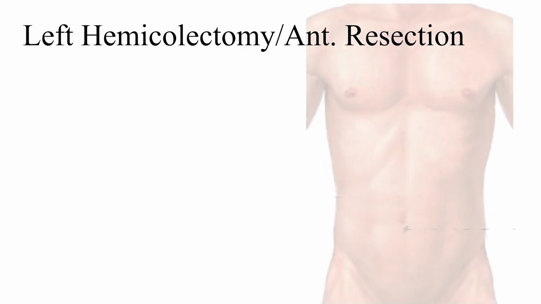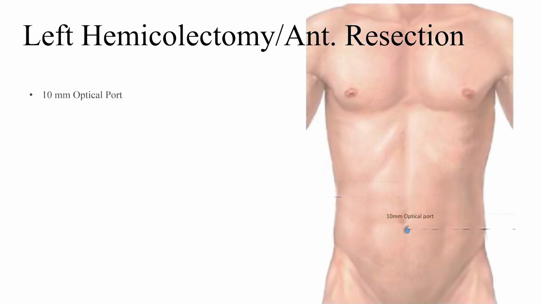Port placement for left hemicolectomies and anterior resections start as all previously described resections with a 10 mm optical port at the umbilicus. A 12 mm port is placed 2 finger breadths medially and 2 finger breadths superiorly to the anterior iliac spine. This port is placed in this position in order to avoid hitting the pelvic brim when dissecting the lateral right part of the high rectum. It is a 12 mm port in order to accommodate the endoscopic stapler needed for the resection.